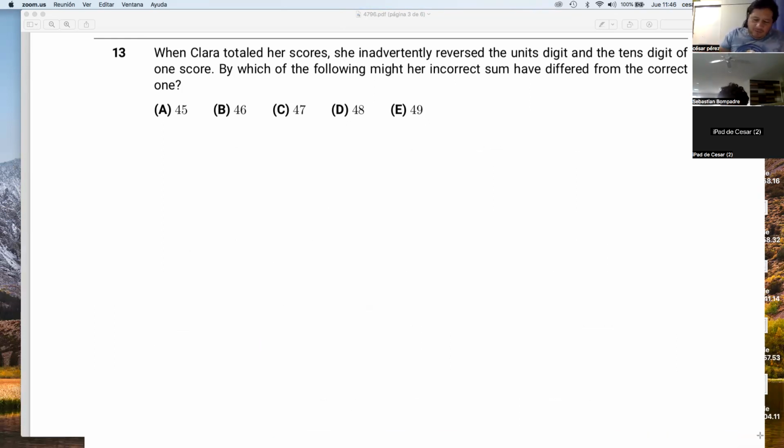If Clara wanted to write 15, she reversed the units digit and the tens digit. Instead of writing 15, what number does she write? 51. What is the difference? 45. Okay. Pick any other number.